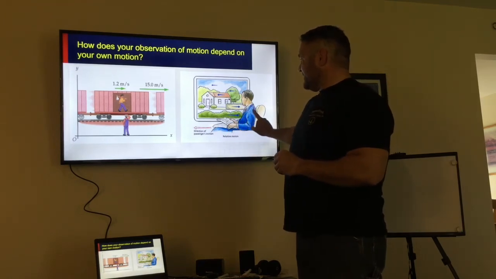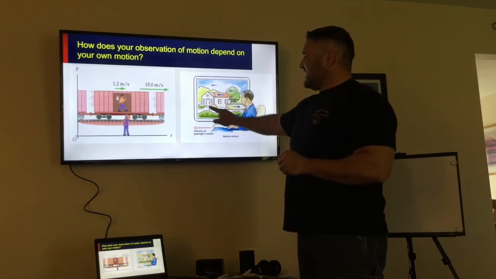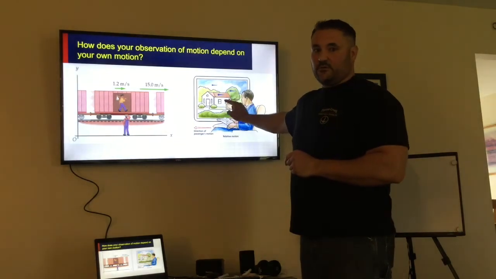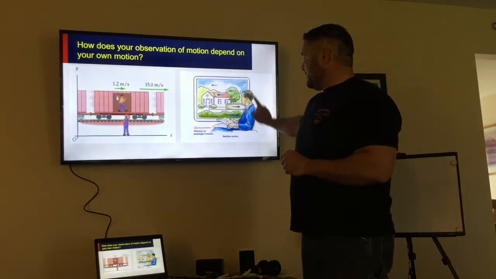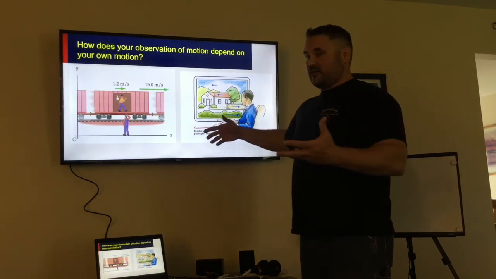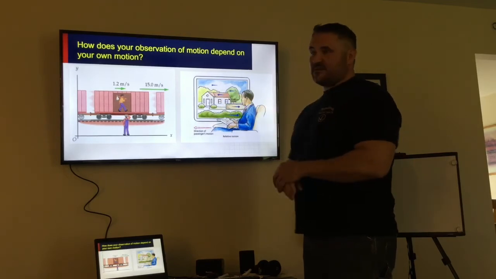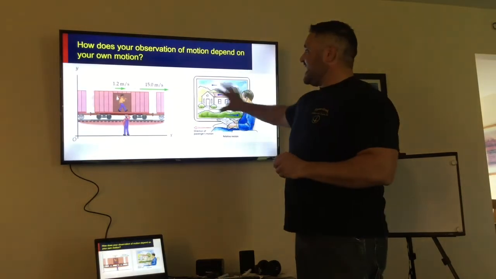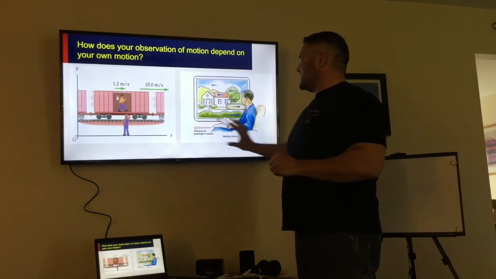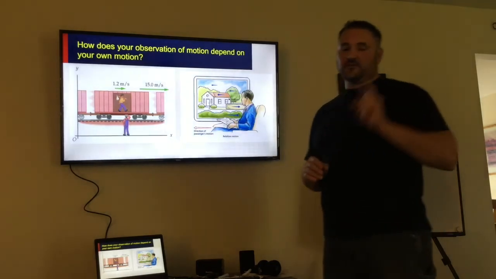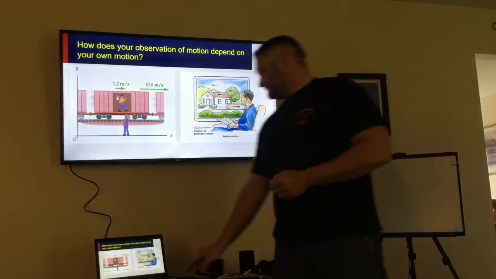This is another example of frames of reference. This house is clearly not moving. The man in the bus would be moving. If it looks like the house is moving, it's not because the house is moving, it's because the man in his frame of reference is moving.